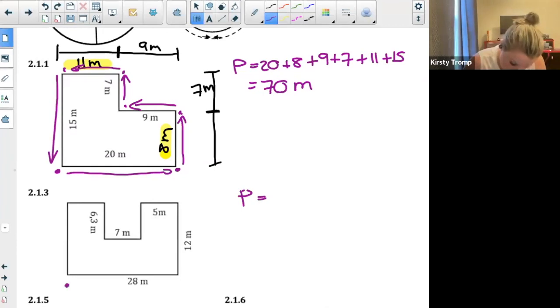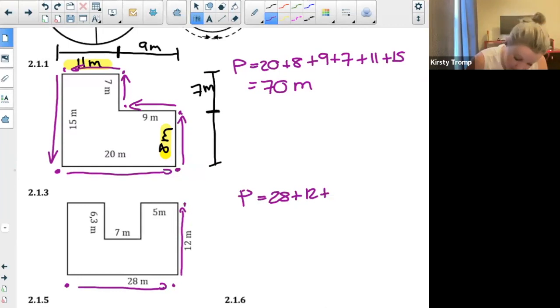So we're going from this point to this point. And when we cross down that side, it gives us 28 plus. From this point to this point, from there to there, gives us 12 plus. From this point to this point, that gives us 5 plus. From that point to this point, oh no, we were missing a side. That side is missing, okay?